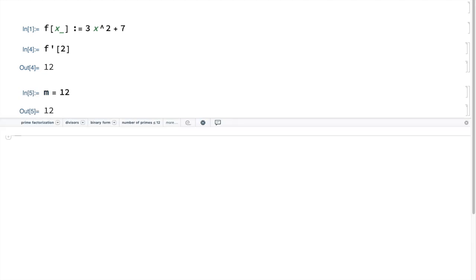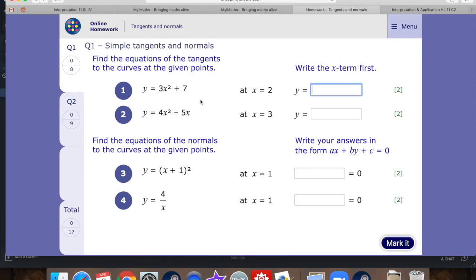All right. But I'm not done. I need to actually find out what the equation is. So the original equation is 3x squared plus 7. What I really need is to actually have the tangent line here. So we know we're going to have 12x, but we need to find out plus something here. How do we find out what that something is?